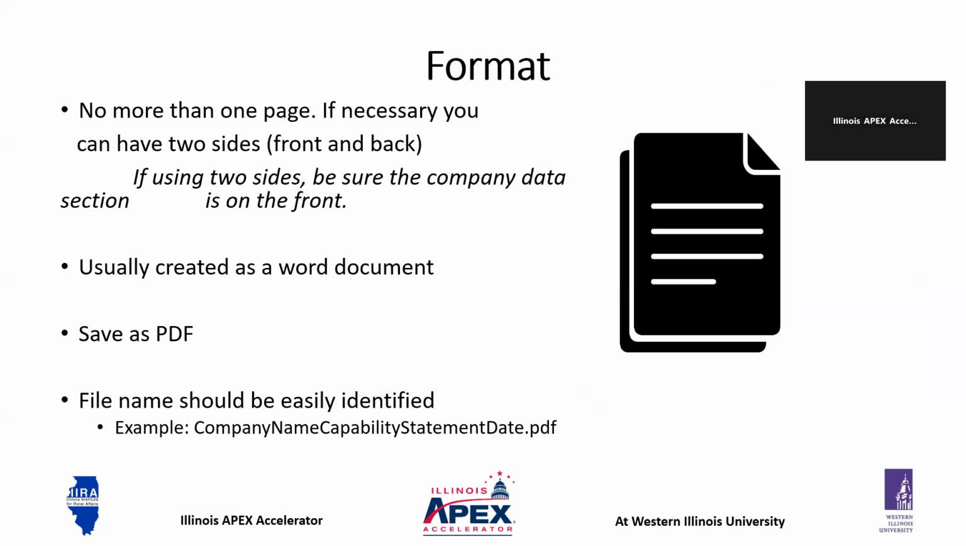For the format, your capability statement should be no more than 1 page. If it's necessary, you could certainly have 2 sides, front and back. If you are using 2 sides, I would recommend having your company data section, which is your point of contact, on the front page, and have maybe your past performance on the second page. This is typically created as a Word document and saved as a PDF. We recommend that when you're saving the final version that you're ready to send to an agency or prime, you list something like this example: your company name, capability statement, and the most recent date of your capability statement.